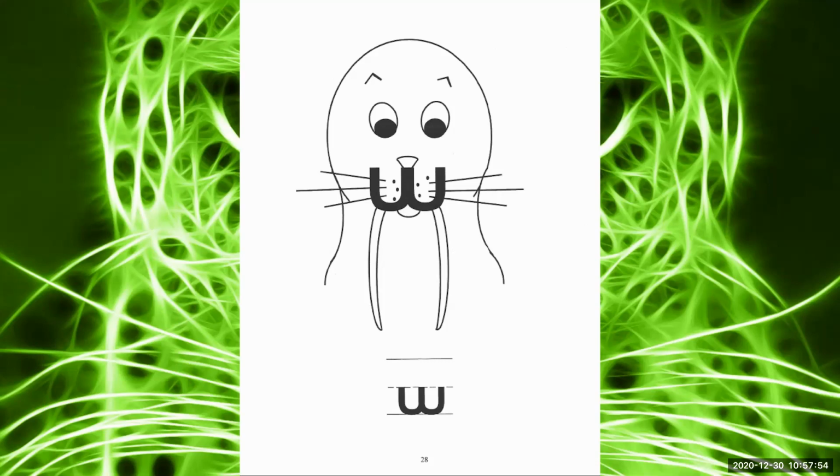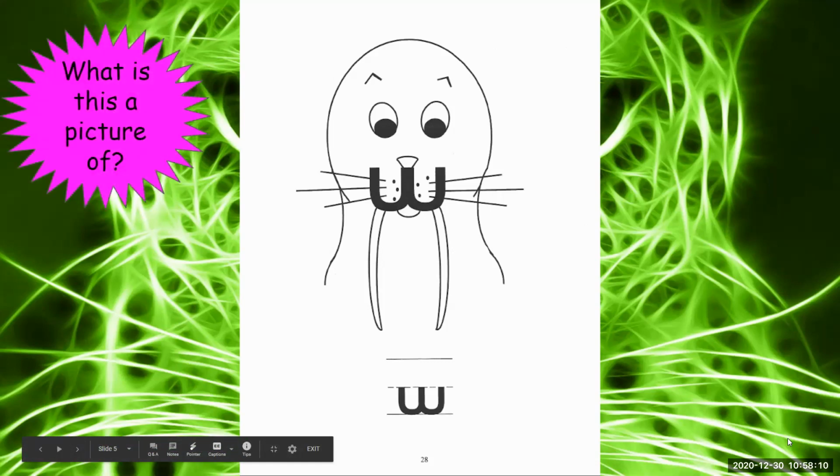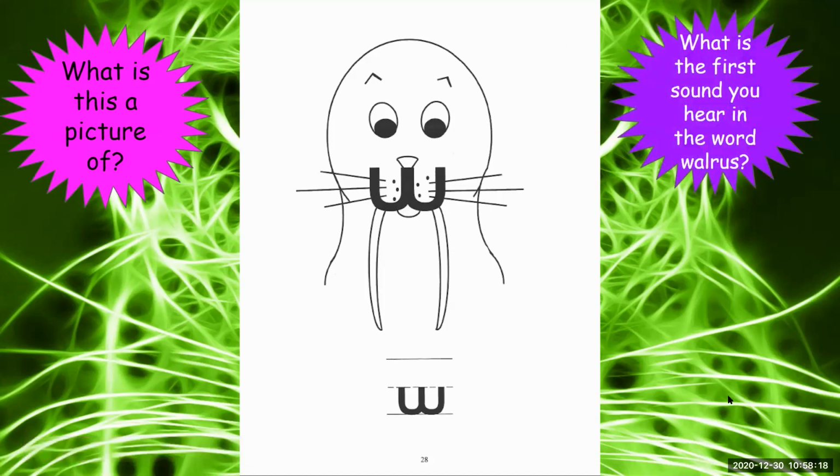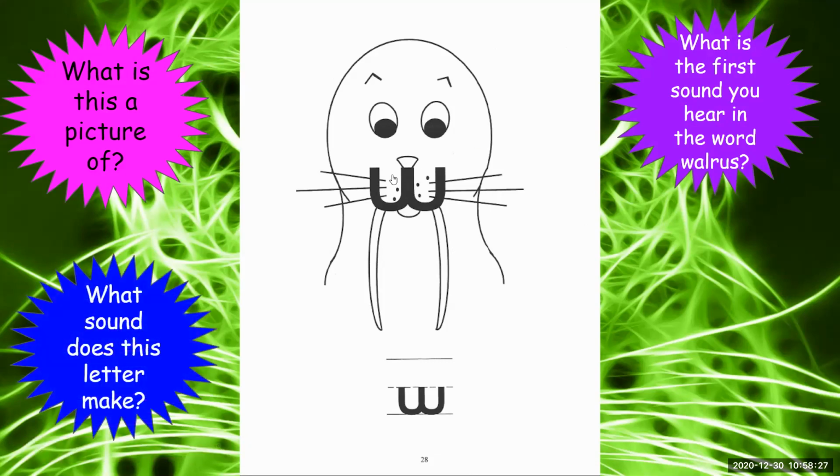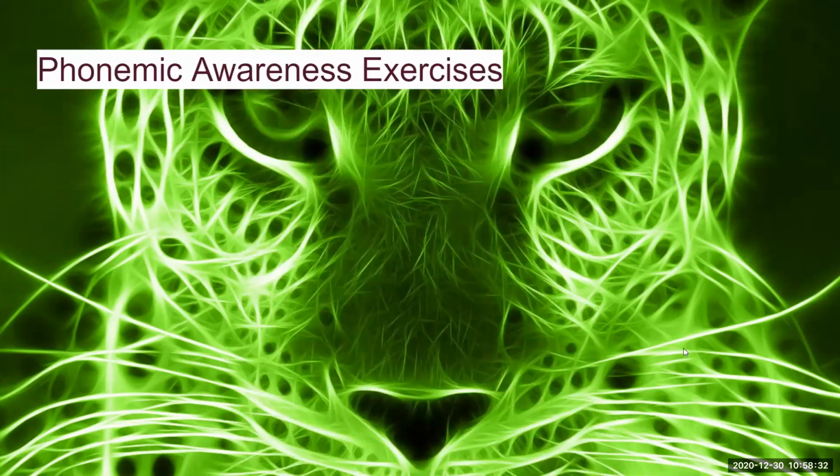If you find making the W sound difficult, I want you to click on Wally the Walrus, and there's a video that kind of helps you work through that W sound. Okay? You'll just click on the walrus and he'll take you to the video. All right, so what is this a picture of? A walrus, very good. What is the first sound you hear in the word walrus? W, good. And what sound does this letter make? W, very good.